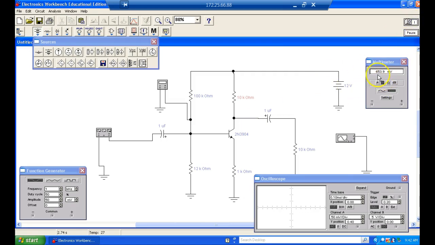Base voltage has gone down to 653 millivolts. We were expecting 1 point something volts there, right? Now, why did it go down? Because we lost IC. When we lost IC, what did we lose? We lost beta. So this resistor right here is setting the base voltage.